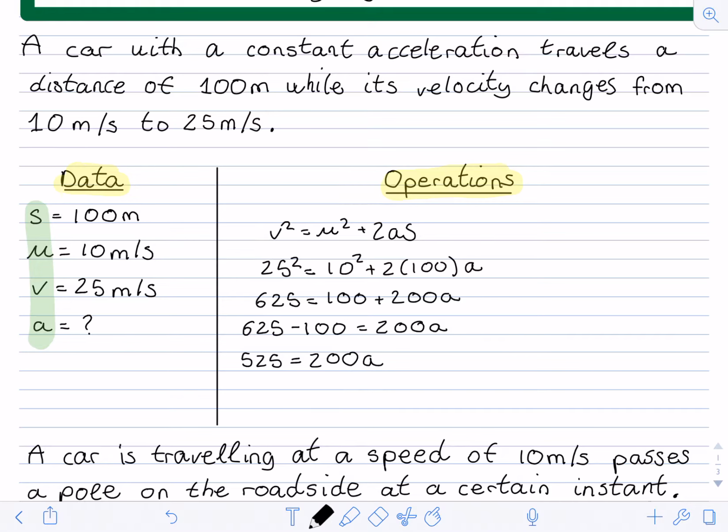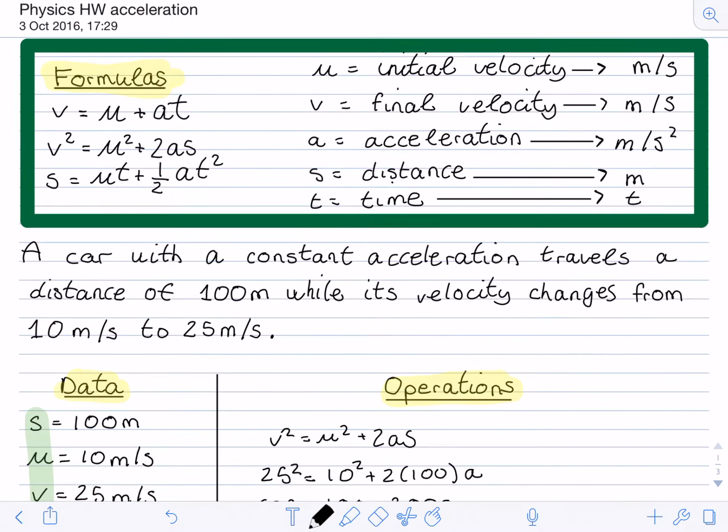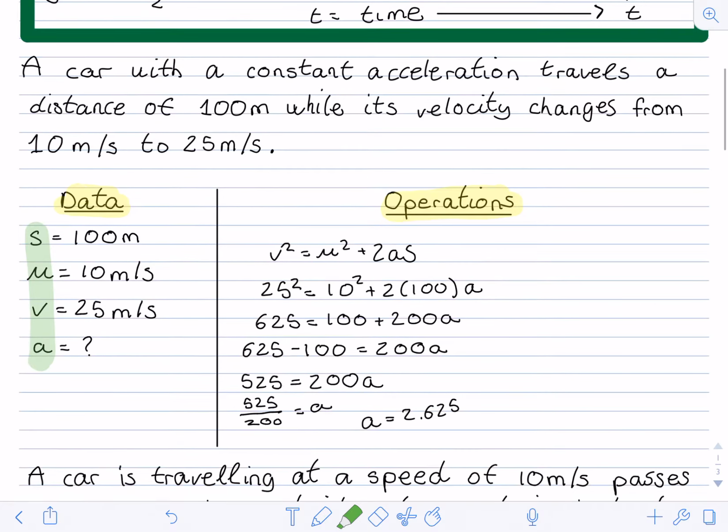Now we bring the 200 over by dividing, so 525 divided by 200 is equal to a. If we work this out, a is equal to 2.625. And what unit do we use? Let's go to our little table here, and for a the unit is meters per second squared. So we write meters per second squared. That was what the question was asking us, and that's finished.